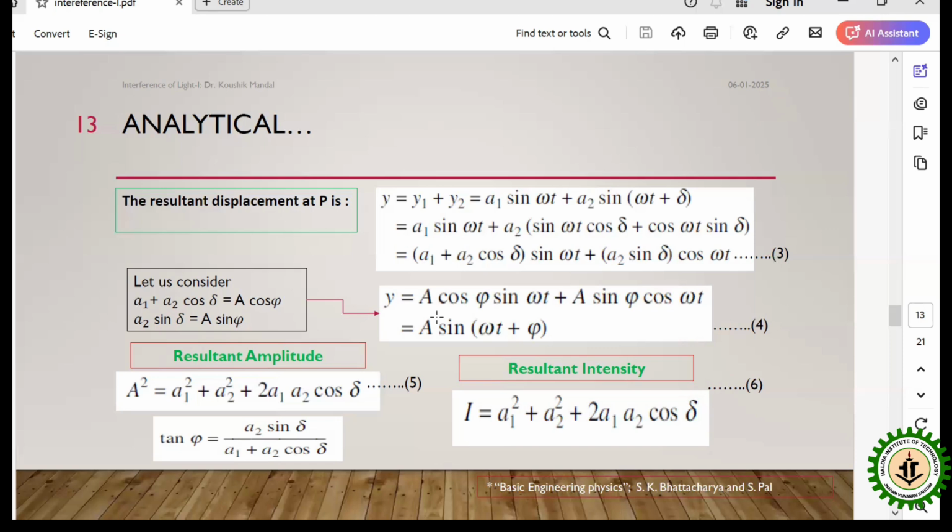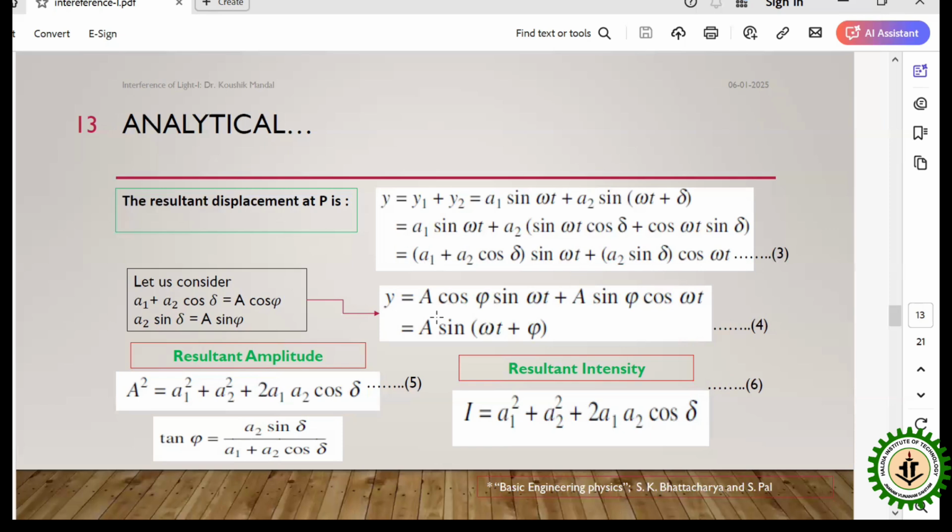The resultant wave is equal to A sin(omega t plus phi). So you know that intensity is nothing but the square of the amplitude. So we need to calculate A in terms of a1 and a2. From this assumption, we consider a1 plus a2 cos delta equals A cos phi and a2 sin delta equals A sin phi.